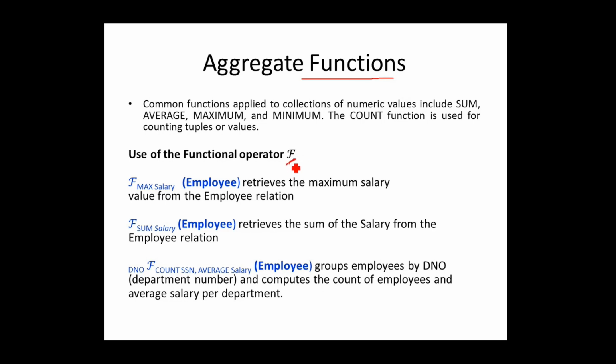So this is the notation, and you can see here, I'm finding the maximum of salary in the employee table. Then I give the script F notation, the function max, on which column, and then the table name. Likewise, I want to find the sum of salary of all employees: the script F notation, sum is the function, salary is the column name, employee table.